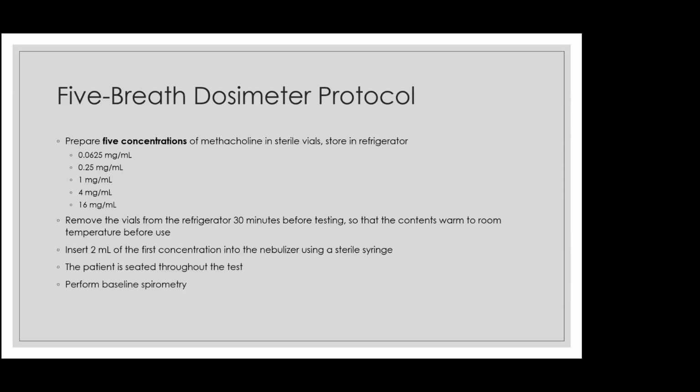So what is the 5-breath dosimeter protocol? Well, essentially the RT will prepare 5 concentrations of methacholine in sterile vials and then store in a refrigerator. You can see the 5 different concentrations listed here, and I'll talk about why these specific concentrations are important in later slides. You remove the vials from the fridge 30 minutes before testing so that the contents warm to room temperature. You take 2 milliliters of the first concentration into the nebulizer using a sterile syringe. The patient should be seated throughout the test, and then you perform baseline spirometry.